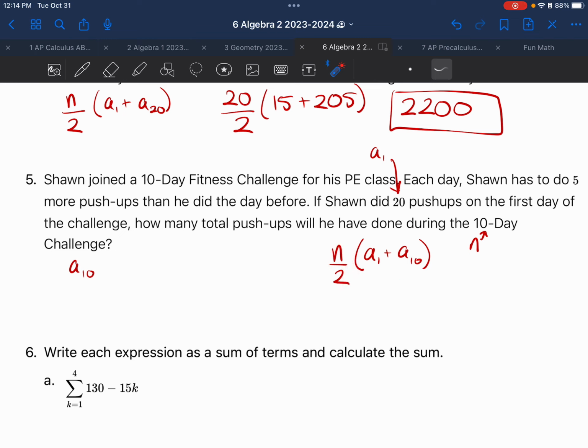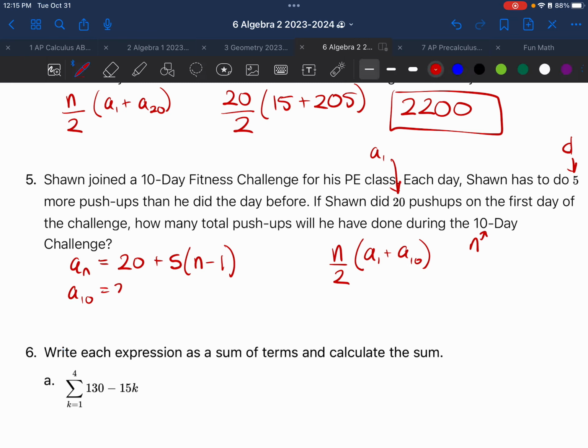The way that we figure out a sub 10 is with the pattern. We're going to figure out down here, to figure out the pattern, we're going to write an explicit sequence. Our explicit sequence will always be, okay, we're going to say the first term, so 20. The common difference, he's doing 5 more each day, so this 5 here is our d for common difference. 5 times, and then we're going to do n minus, which term did we do? The first term? Yes, so that's going to be 1 here. All right, and we're ready to plug in, right? So I can move a sub 10 back.